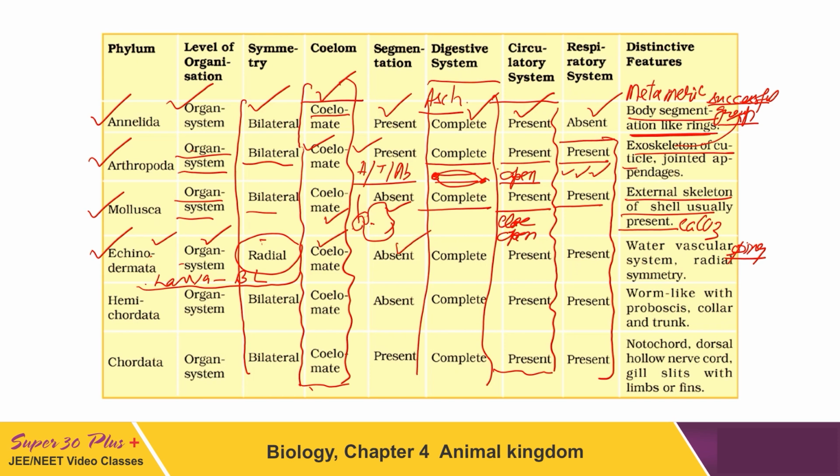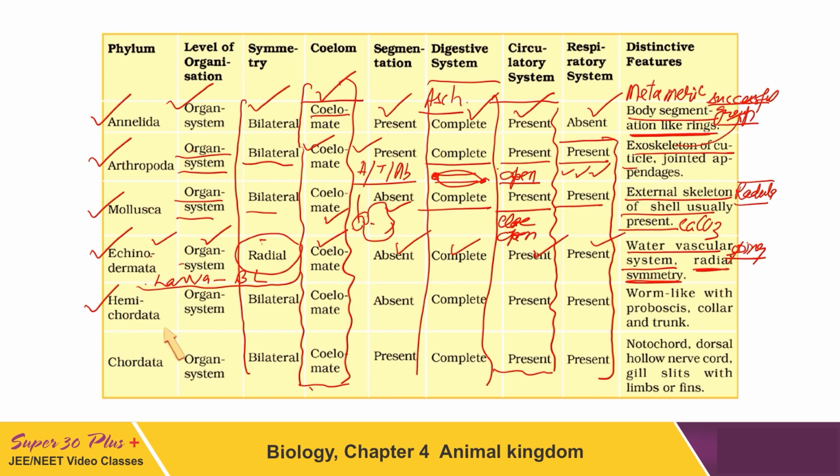Coelom is present, segmentation absent, complete digestive system, circulatory system present, water-vascular system which performs different functions, and this is radial symmetry. One more important point is left in mollusca: radula is present. Radula, a teeth-like organ in the anterior part, which helps in grasping of the food.